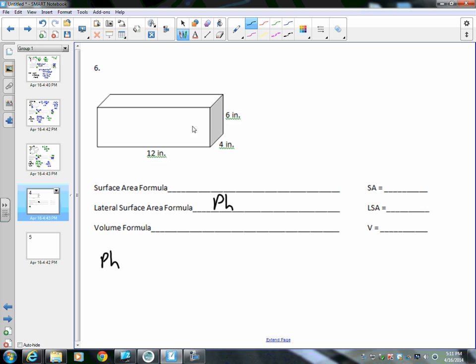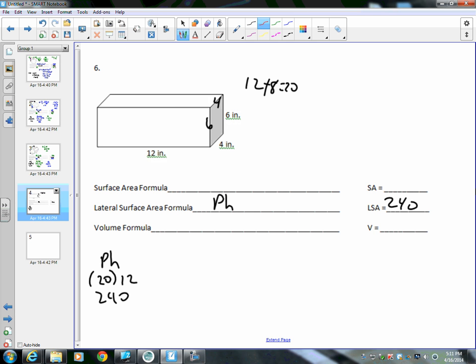Prism, two bases. So the perimeter of this, well, this is 6, this is 6. This is 4, this is 4. Perimeter, 6 plus 6 is 12, 4 plus 4 is 8, 12 plus 8 is 20. Perimeter, 20. Height, distance between the two bases, 12. 20 times 12 is 240.